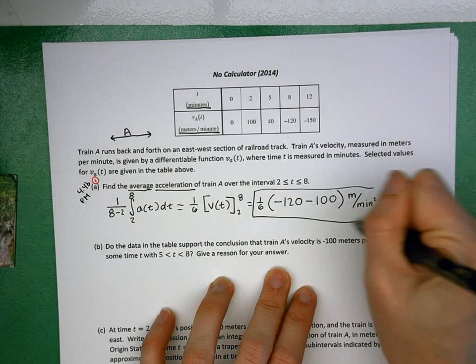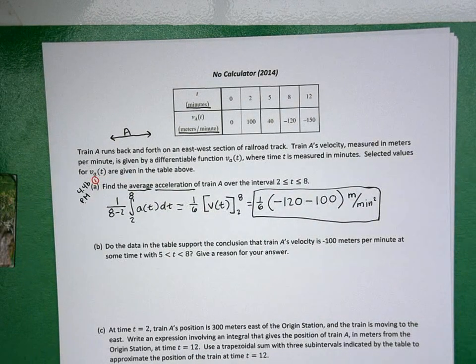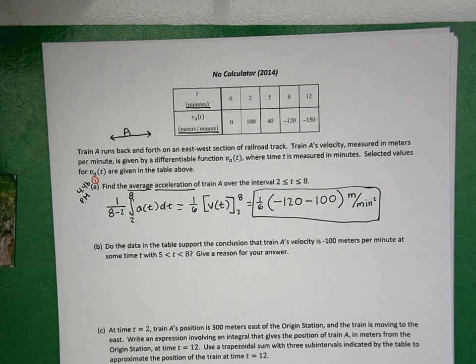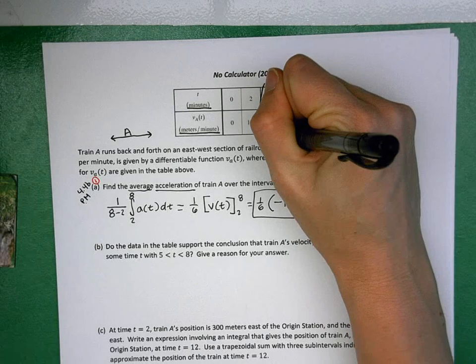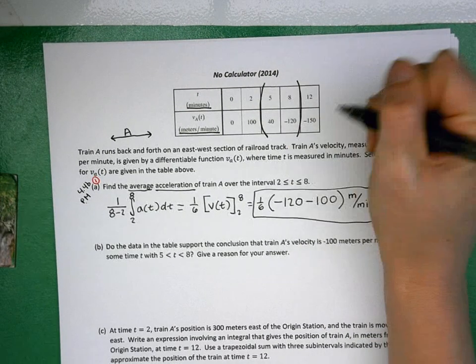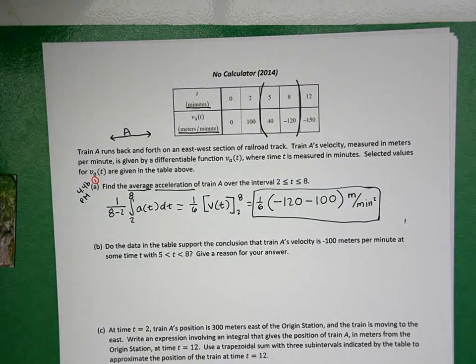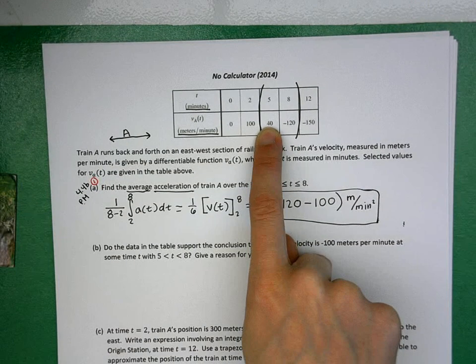Okay, part B. Part B says, does the data in the table support the conclusion that train A's velocity is negative 100 meters per minute at some time between 5 and 8? So 5 and 8 are here to here. Does the data support that at some point the velocity would have to be negative 100? Well, if you take a look here, at 5, my velocity was 40. At 8, my velocity was negative 120.